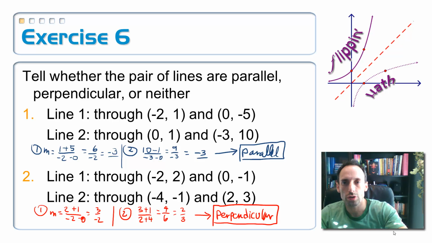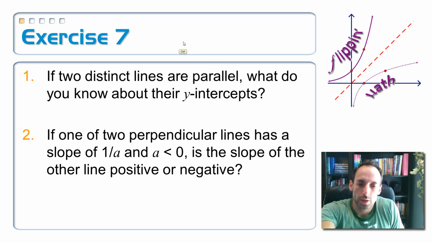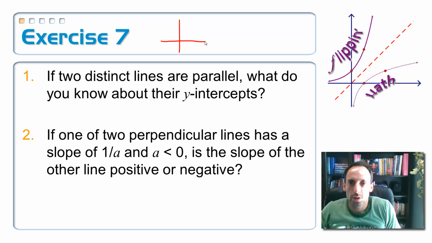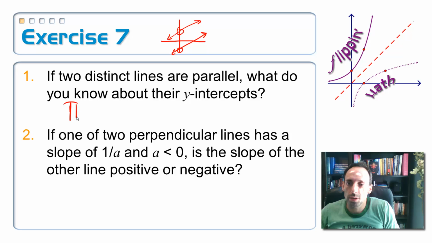Okay, one more question here in this objective. Number 1, if two distinct lines are parallel, what do you know about their y-intercepts? Let me just sketch a little picture here. Here's my graph. Here's one line, and let's say here's another line that is parallel to it. If these are two different lines, what has to be true about their y-intercepts? Well, they have to be different. They couldn't be the same, because if they had the same slope and the same y-intercept, they would be the same line. So they have to be different.